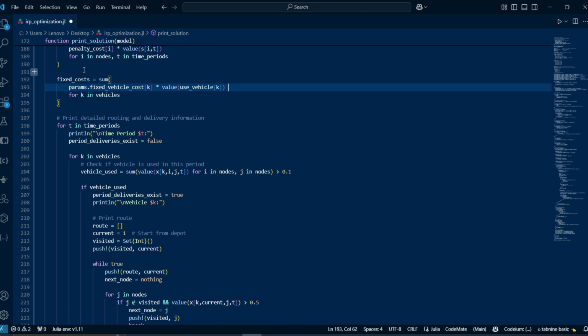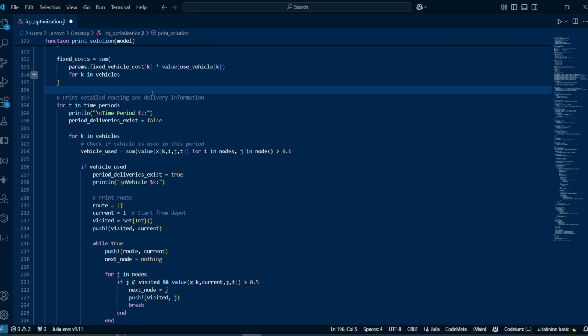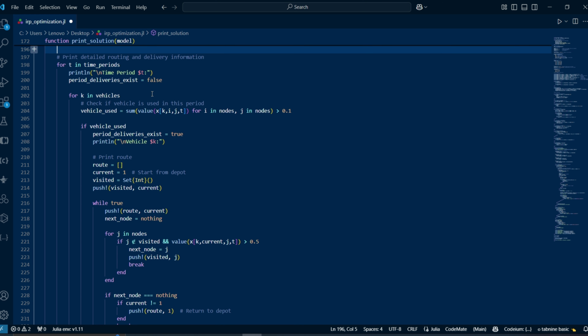Okay, that's done. Here we transition into the part of the code responsible for producing detailed routing and delivery information for each time period. This segment provides an intuitive visualization of the operations planned for each vehicle.